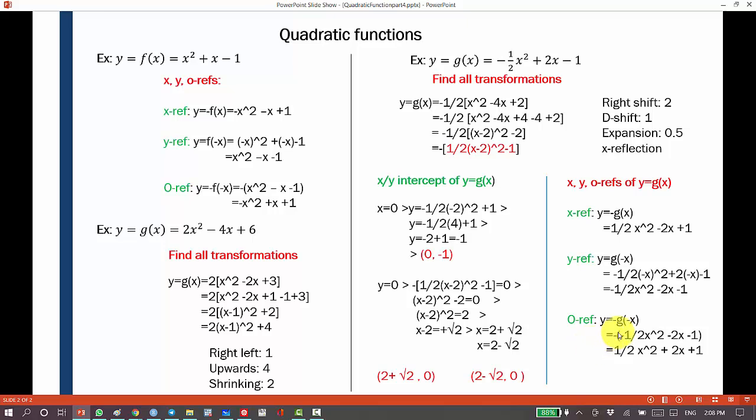And for the O reflection, we find the x reflection of the y reflection, that is the x reflection of this, multiplying this with minus 1, we get 1/2 x squared plus 2x plus 1, which is the O reflection of this function y is equal to g of x.